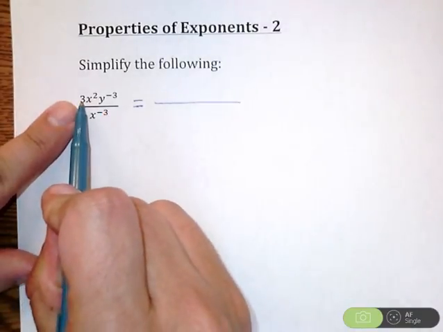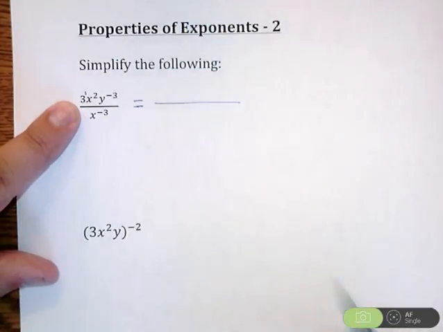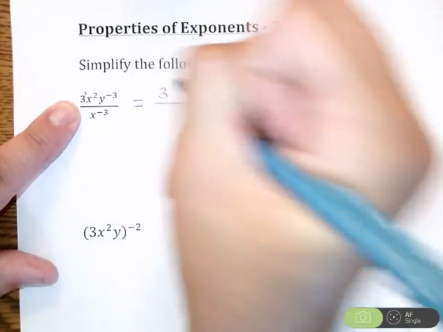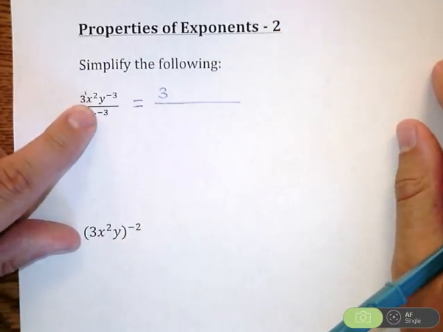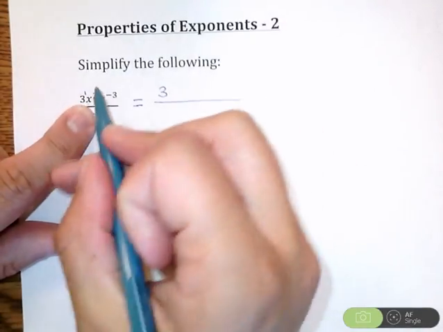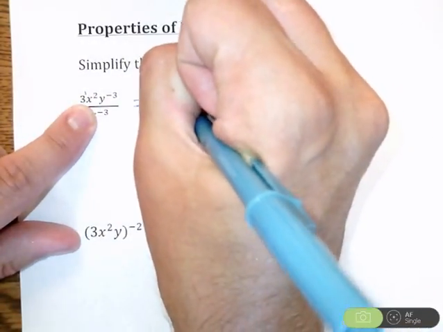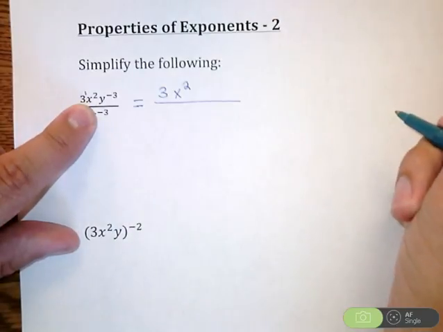So this 3 out front, this is really like 3 to the first power. So that doesn't have a negative exponent. So the 3 was in the numerator at the top, so it's going to stay up top. So I have a 3 up there. Moving along the top, I have an x squared. Well, that's a positive 2, x squared. So that x squared is going to stay in the numerator as well.